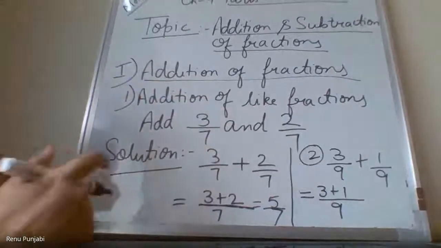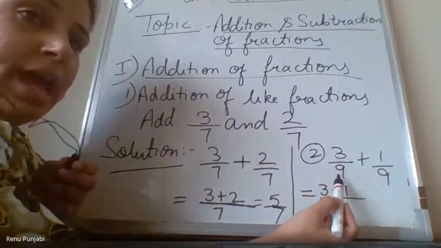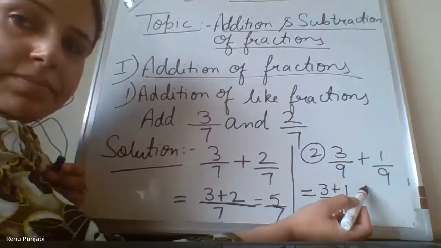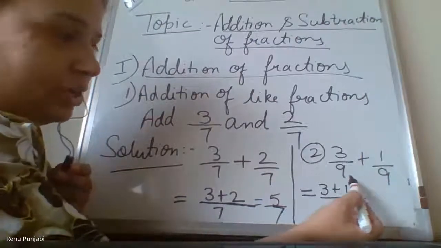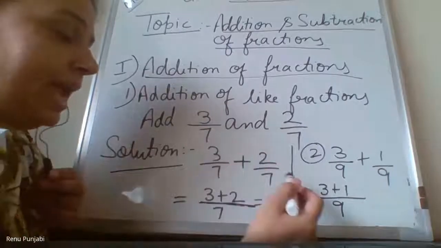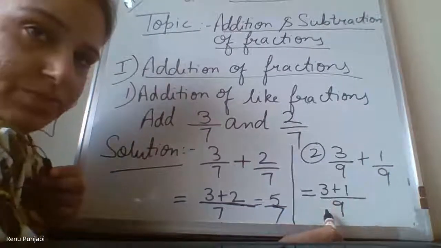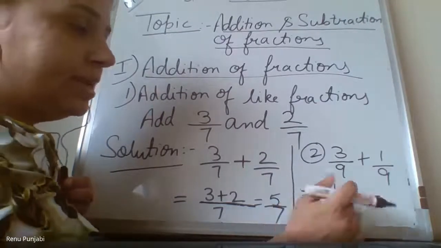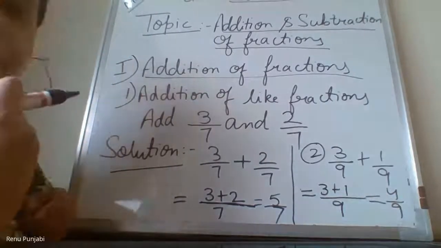So the second one is 3 upon 9 plus 1 upon 9. So here also the 9, which is the denominator in both the fractions, is the same. So we take the common denominator which is 9 and we will add the numerators. 3 plus 1 is 4 upon 9. Am I clear to everyone?